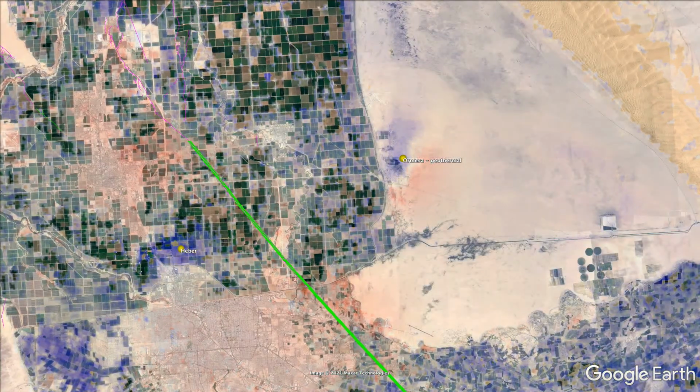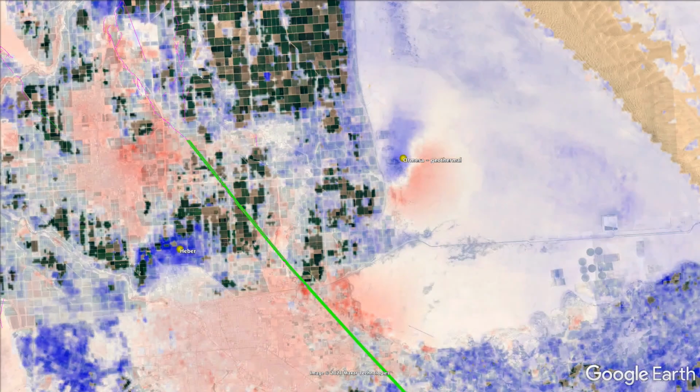Moving further south, there are two more geothermal fields near the US-Mexico border, Heber and Ormesa, that show areas of subsidence and uplift.